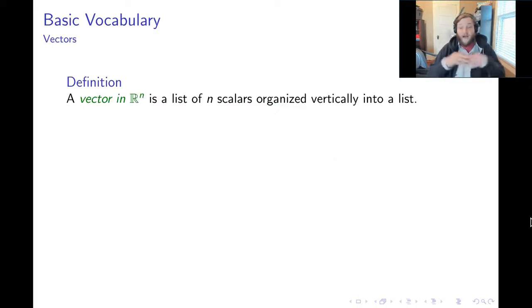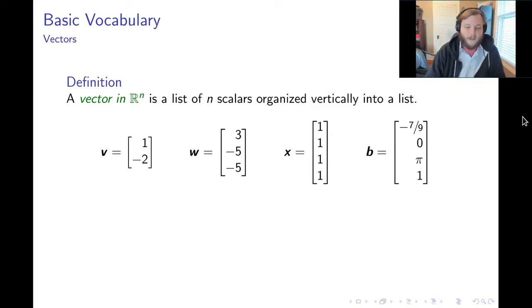Okay, so now let's talk about the first big definition for the course. This course is called Matrices and Vector Spaces, and in order to understand these concepts, we have to start with the notion of a vector. A vector in Rn is a list of n scalars organized vertically into a list. So when we talk about vectors in this course, we're talking about objects that look something like this.